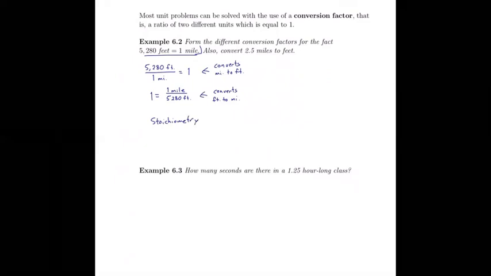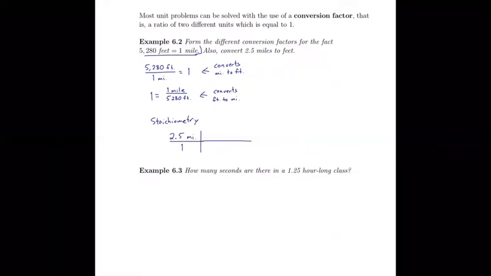What you'll start with is the quantity you're given. We're asked to convert 2.5 miles to feet. So you write down what you're given: 2.5 miles. You draw this horizontal bar some distance across the page, and you place your original value over 1. Okay, we're starting with this, and we need to convert it to feet.